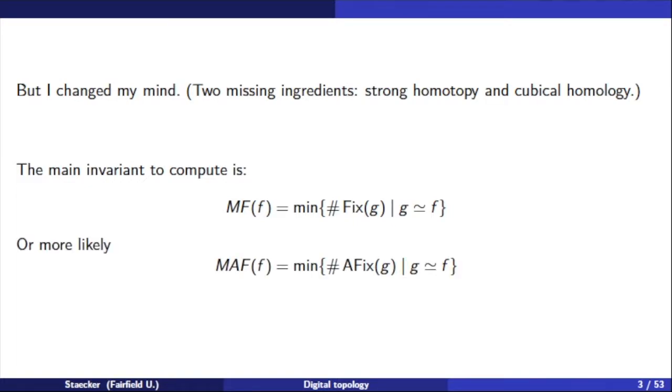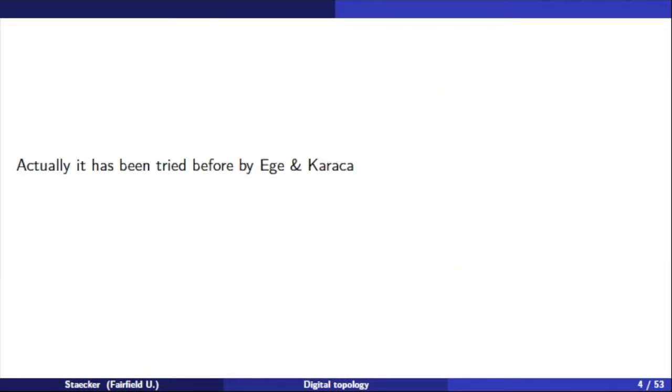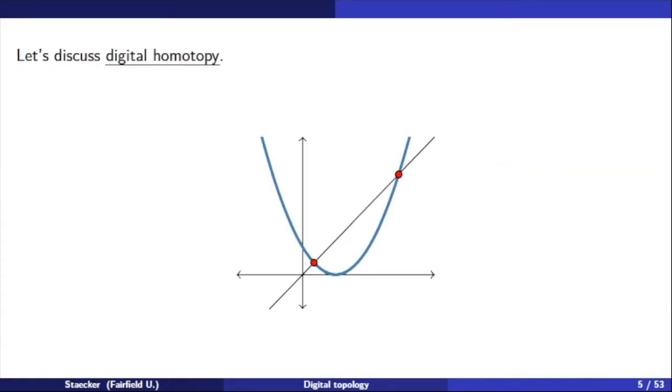As I said last time, I think it's more likely that we want to talk about approximate fixed points, not actual fixed points, because there are many things for digital images where the actual fixed points don't behave very nicely, but you can say more about approximate fixed points. So probably the second one is the more likely thing that we're going to study. And I said before, this had been tried before by these Turkish guys, Ege and Karaca, I think. But there were some serious mistakes, errors in what they were doing. Like I said, I thought it was impossible to fix, but I think maybe we can.